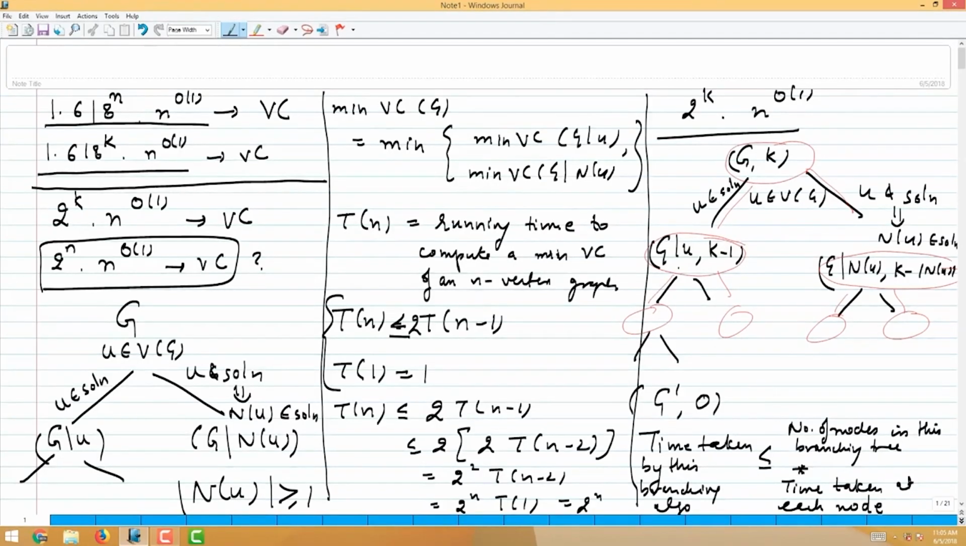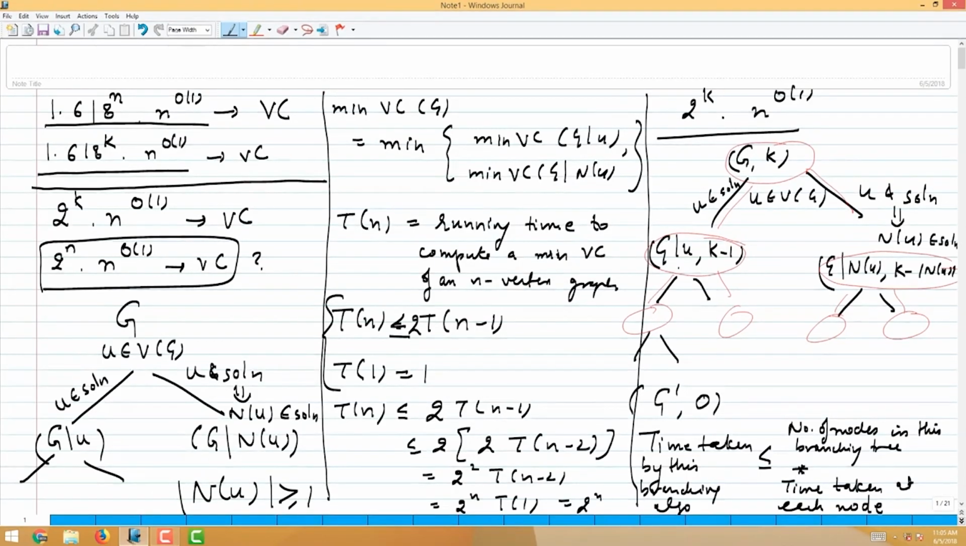So now again, at every node, look at the node corresponding to G minus u comma n k minus 1. Again, you are checking if there is a vertex in this graph which has degree at least 1, you will branch. Suppose you don't get a vertex of degree 1, you don't have to proceed further in the branch then.